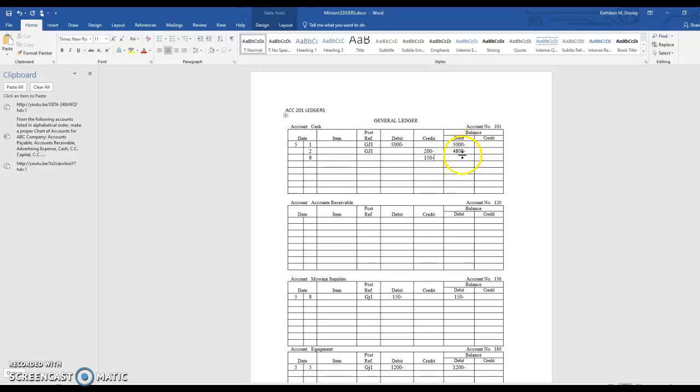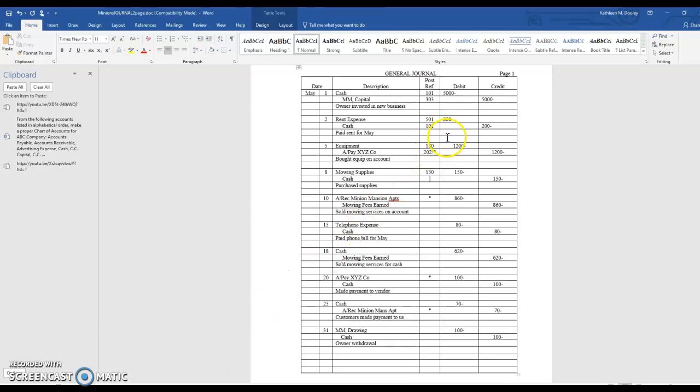Okay, now our previous balance, $4,800, is a debit balance. This is a $150 credit. So again, we have to subtract. We got $4,800 minus $150 is $4,650. That's a debit balance, but it's now less of a balance than we had. Okay, that came from GJ1. Journal, and this got posted to account 101.